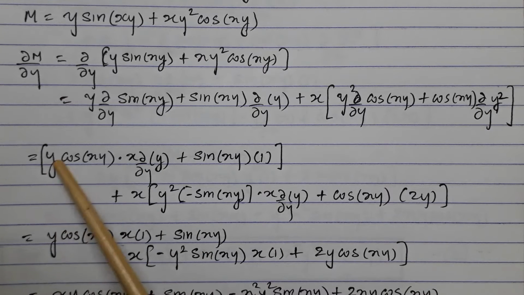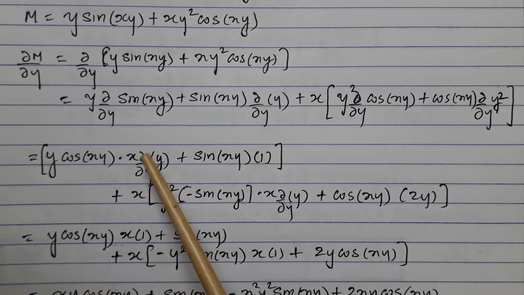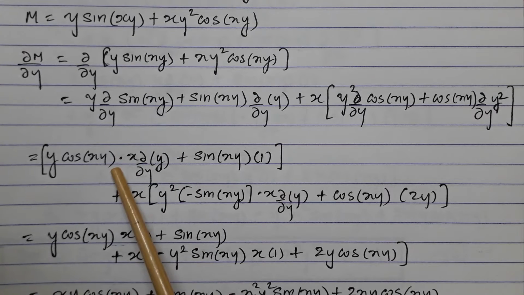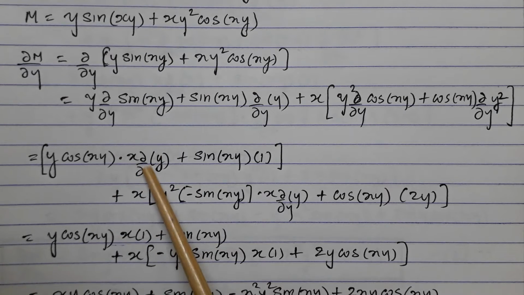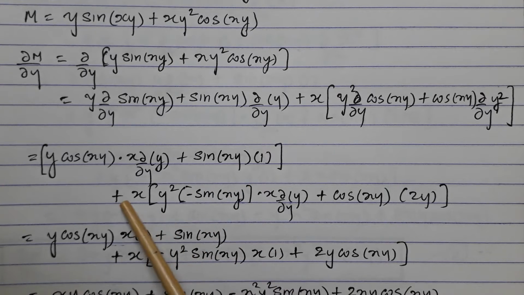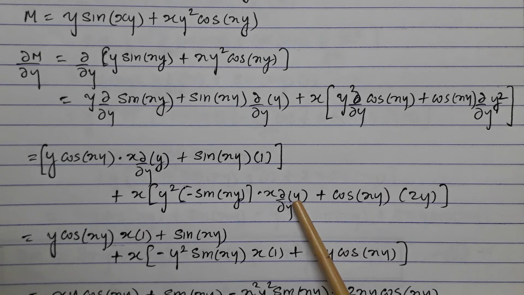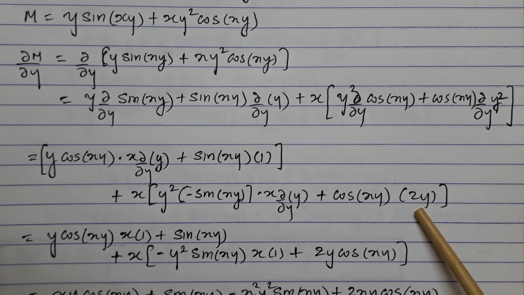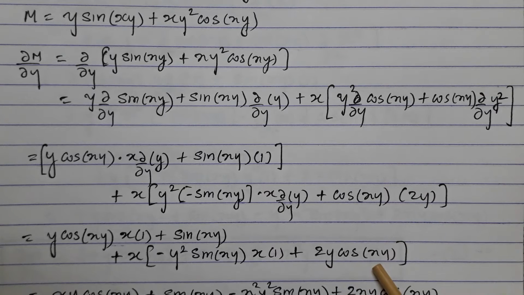So we can write this as y cos xy, x into ∂/∂y of y is 1. So this would be y cos xy into x into 1, plus sin xy, plus x into the bracket minus y² sin xy, and ∂/∂y of y is 1, so this would be into x into 1, plus cos xy into 2y. So we write this as 2y cos xy.